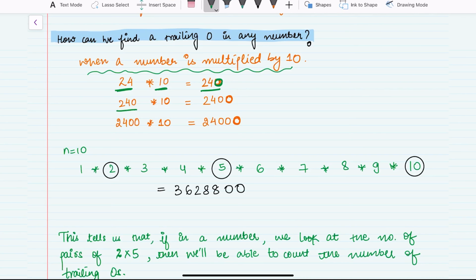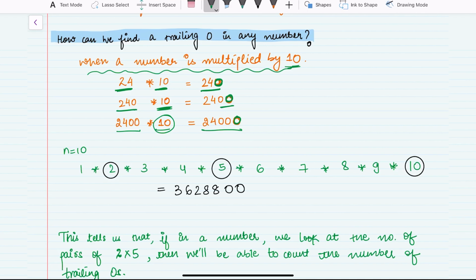Then we have 240, and if we multiply it by 10, we get 2400. We have got another zero which is contributed by this 10. In 2400, if we multiply by 10, we will get 24,000. So another zero which is contributed by 10. Here there is an observation to make: a number, if multiplied by 10, will give us a trailing zero.